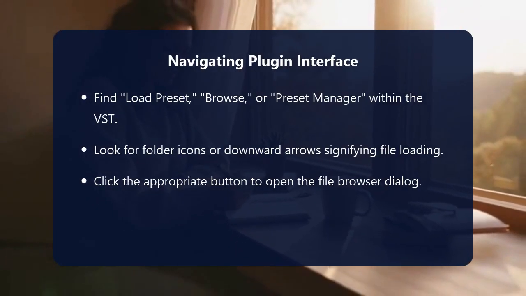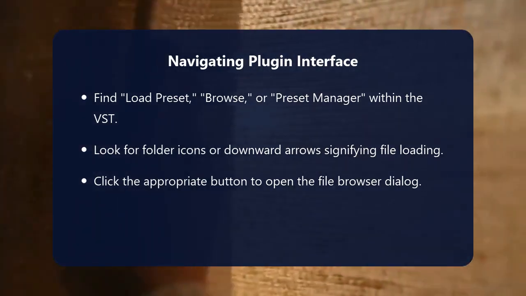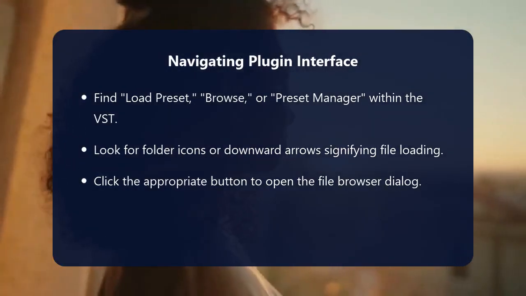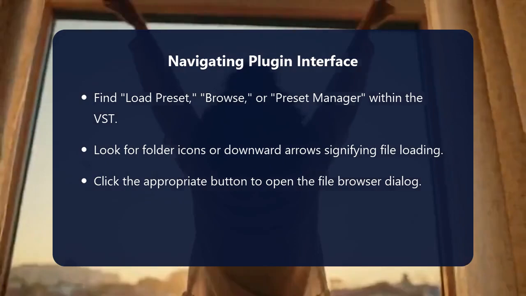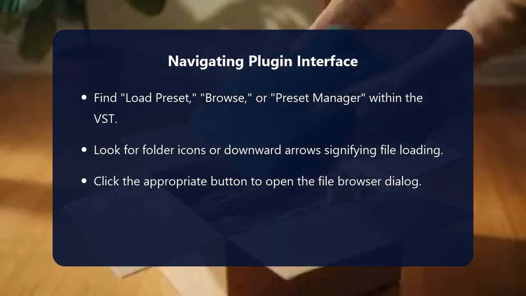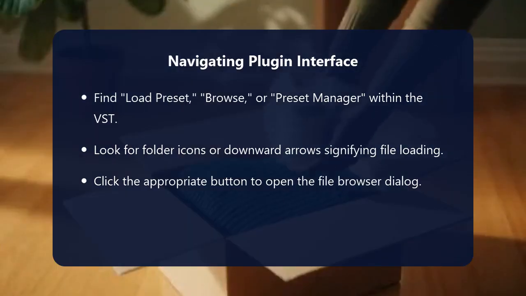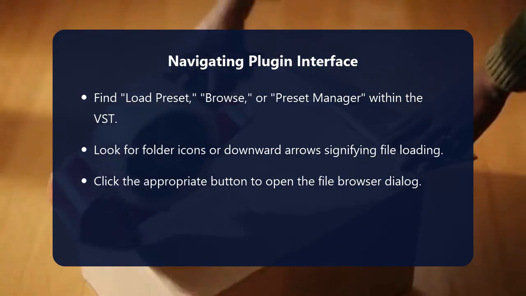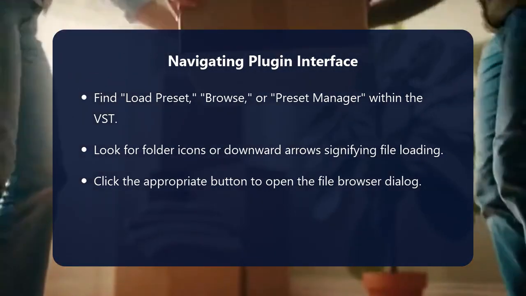Once you've found the specific FXP file you wish to load, select it and click Open or Load. The VST plugin should then immediately load the new sound, and you'll notice the parameters and settings within the plugin's interface change to reflect the new preset. You can now play the sound using your MIDI controller or by programming notes in the piano roll.